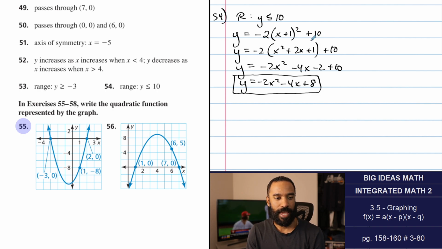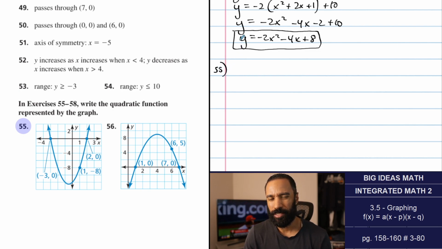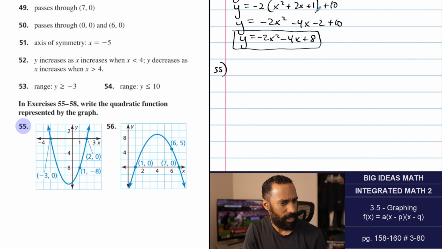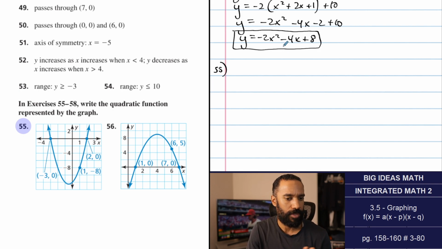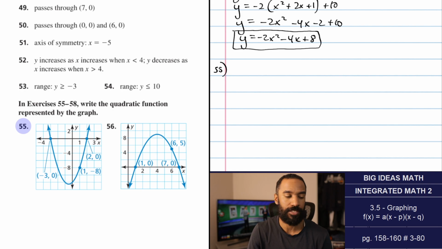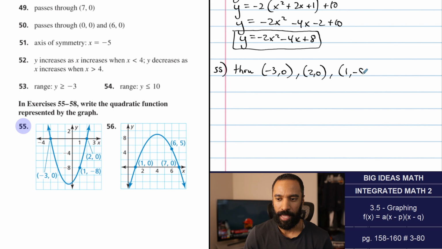55 to 58, write the quadratic function represented by the graph. Now, I could do this faster than I'll teach it. Sometimes maybe I'll say what the answer is beforehand. I couldn't necessarily yet here because they give us factored form. Okay, we'll do it the same way as before. I'm not going to play off the vertex. I can't guarantee what the vertex is, but they tell us exactly what I can say. It's the same stuff as before. Through negative 3, 0, through 2, 0, and through 1 comma negative 8.